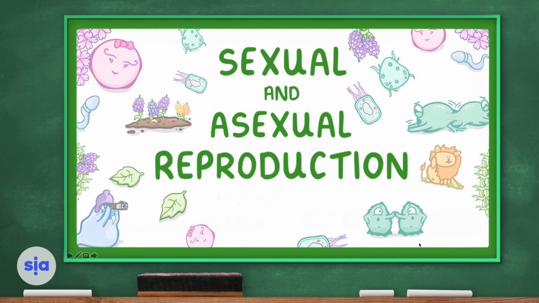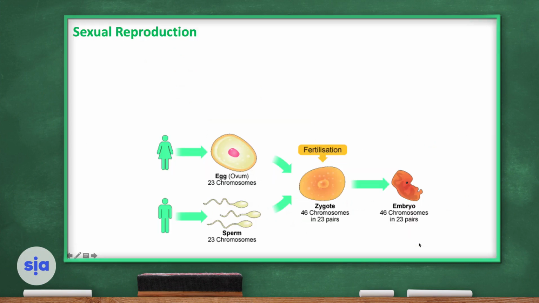Today we are going to discuss sexual reproduction. In the previous lesson, we discussed asexual reproduction, and in this lesson, we will discuss sexual reproduction. As you can see, sexual reproduction needs two different parents, a male and a female. Both of them will produce gametes, an egg or an ovum from the female body and the sperm from the male body.